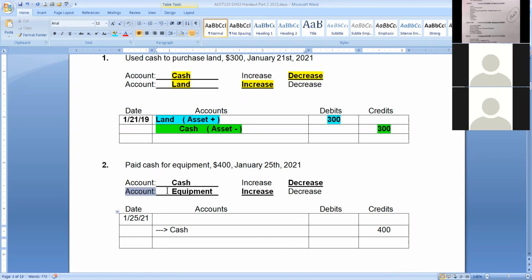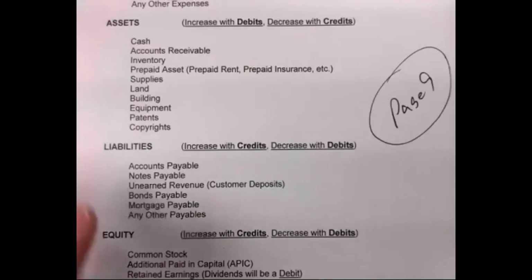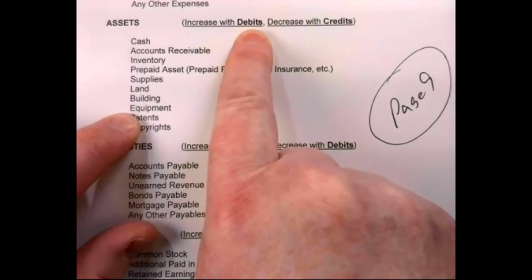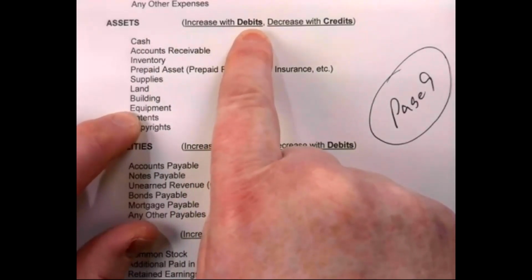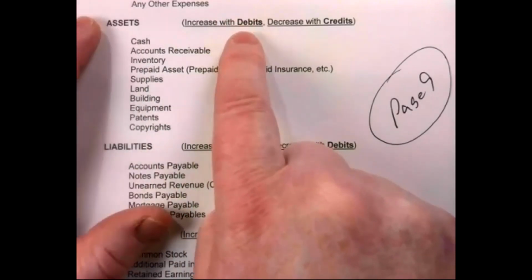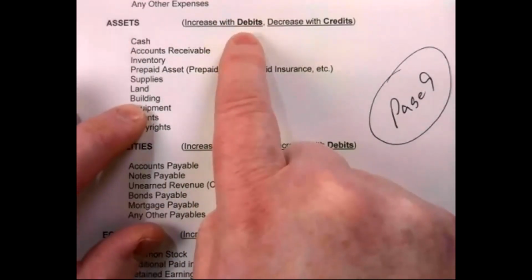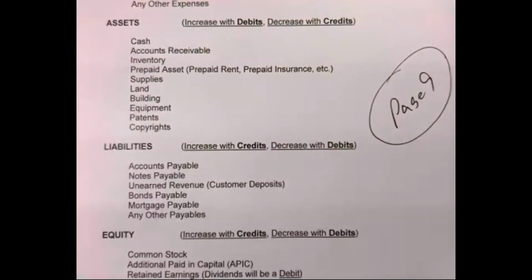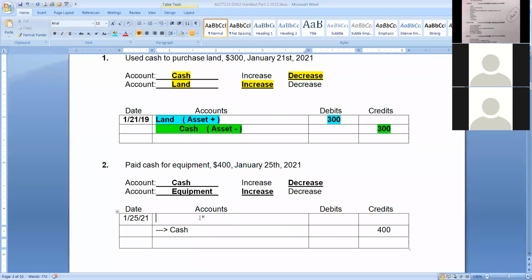Okay, so we got the cash part. Now we go to the equipment. Equipment increased. It'll be a debit. So you've got to keep going back to this thing. And it matters what kind of account it is. In this case, they're assets. So equipment increased, so it's a debit. Let's go back here. I put in here that it's an asset going up.